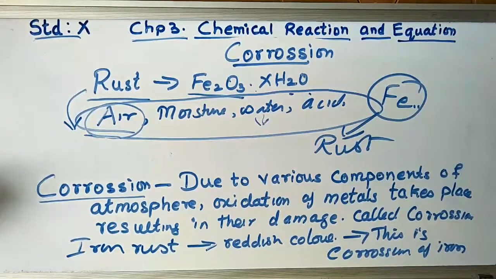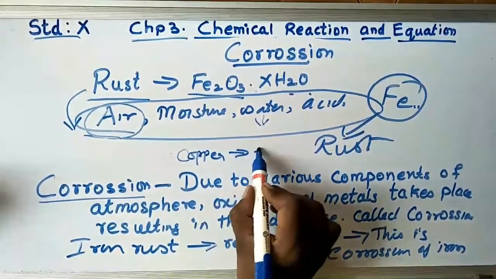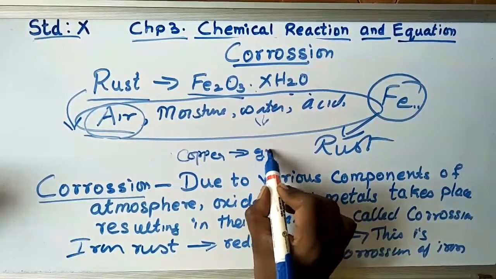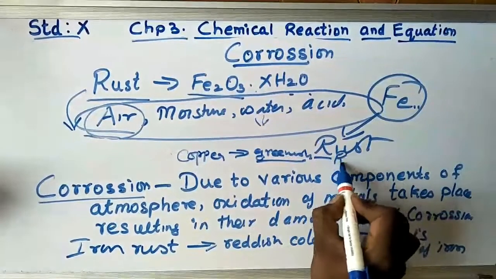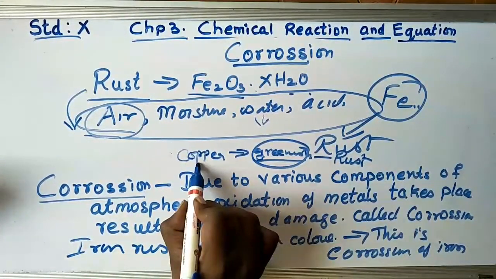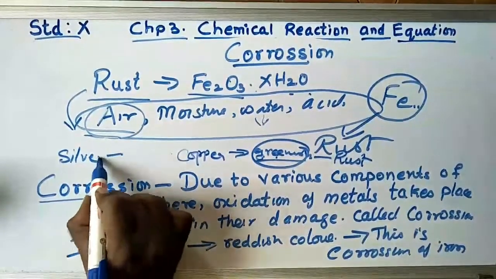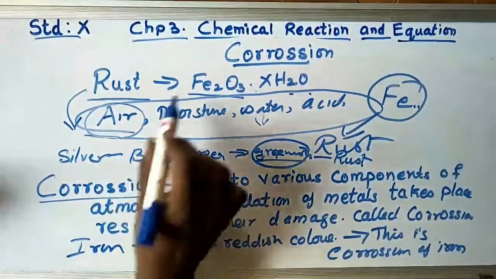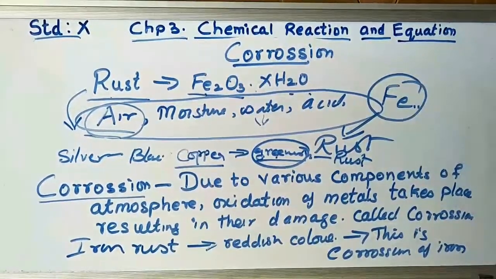Then copper, when you take copper, it becomes green in color. We call it patina, greenish after some time. This is also a rust. That means when copper rusts, it becomes green. When silver rusts, it becomes black. But when iron rusts, it becomes reddish brown.